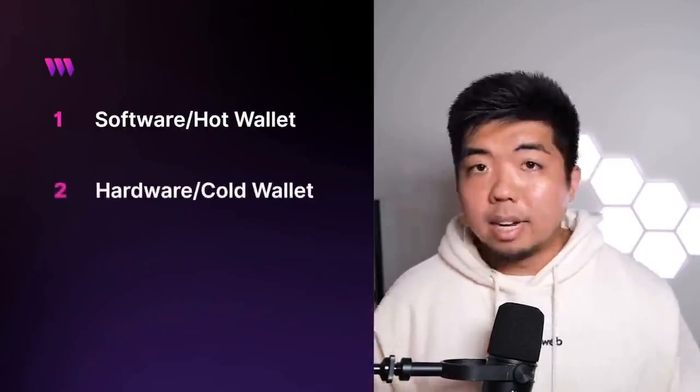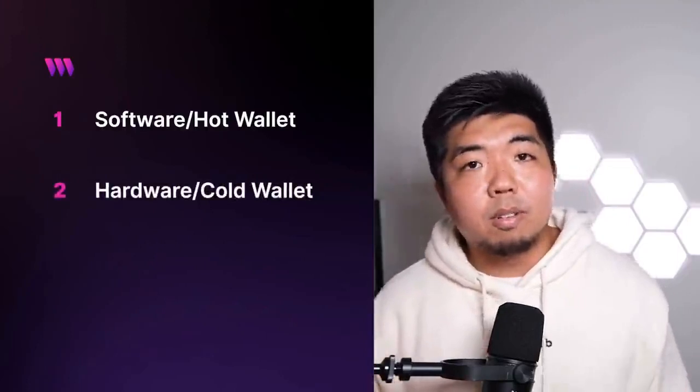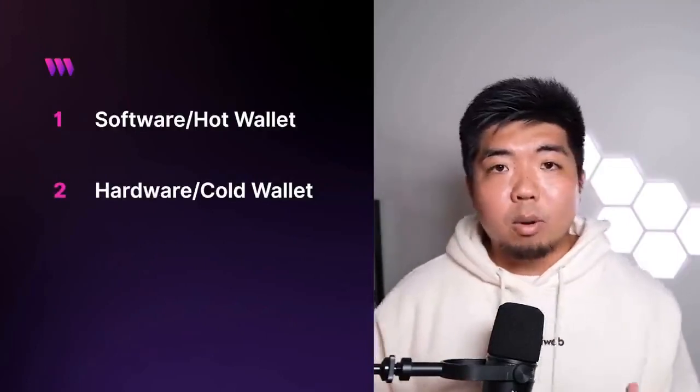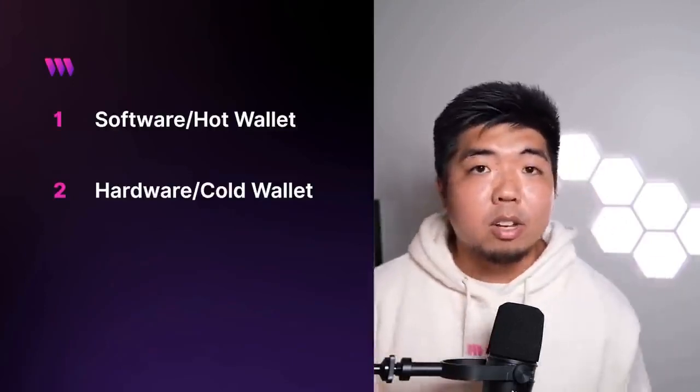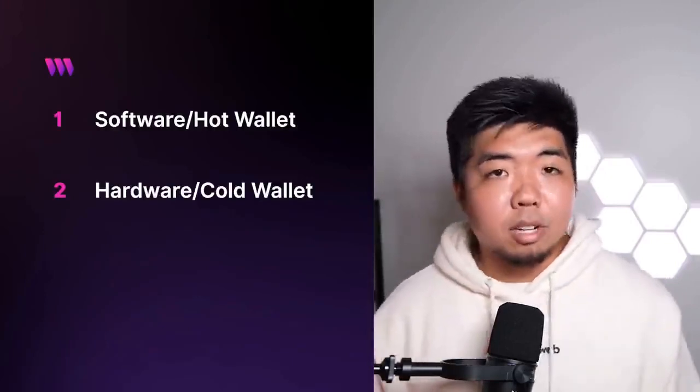The other type of wallet that you might hear is a hardware wallet or a cold wallet. These wallets are physical device wallets that you can normally purchase. And instead of storing your digital assets on a software wallet like we just went over, you can store them on an actual physical wallet, something like a Ledger, for example.